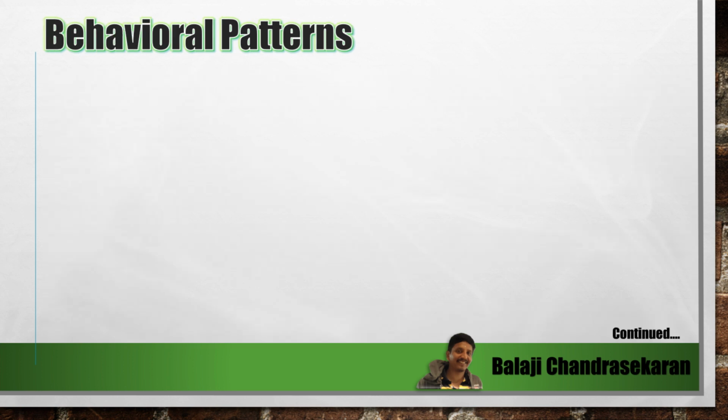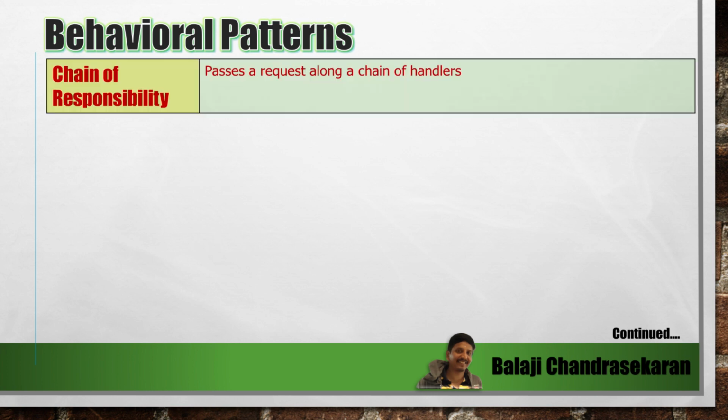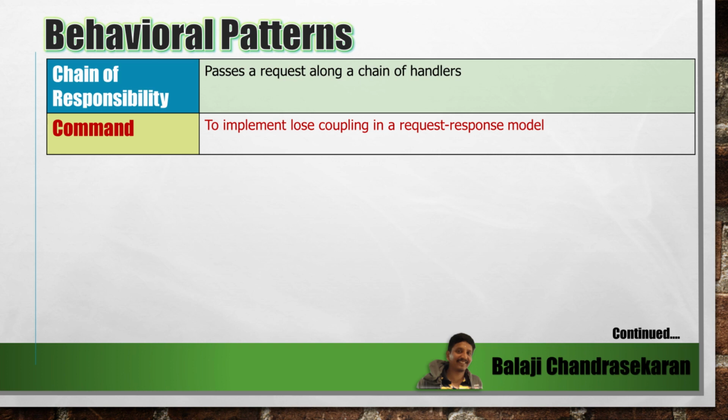Behavioral patterns are concerned with algorithms and the assignment of responsibilities between objects. They describe not just patterns of objects or classes but also the patterns of communication between them. Chain of responsibility pattern passes a request along a chain of handlers, allowing multiple objects a chance to handle the request. Command pattern encapsulates a request as an object, thereby allowing for parameterization of clients with queues, requests, and operations.